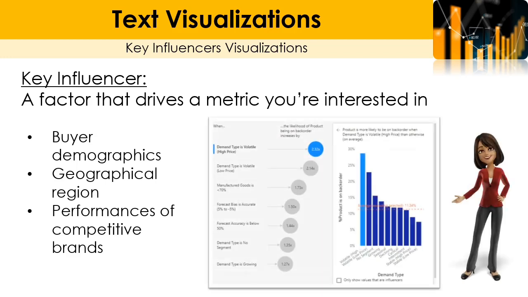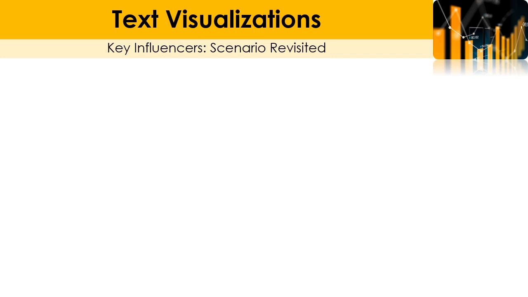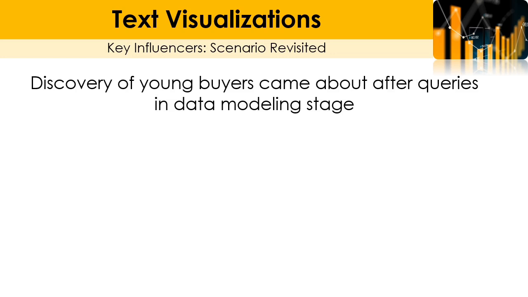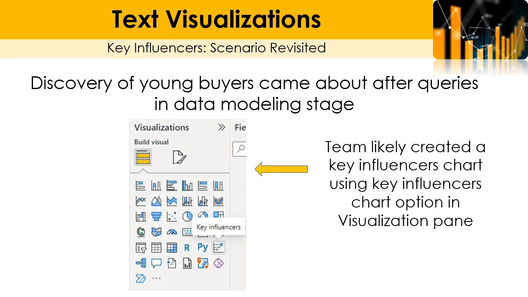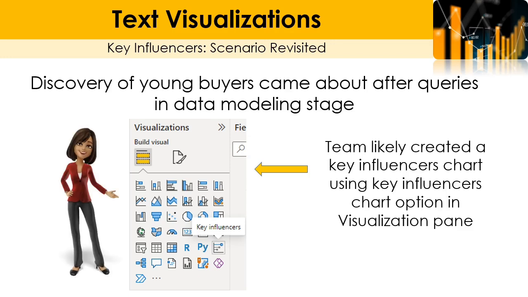Here is an example of a key influencers chart. In the case of Gary's team, the discovery of young buyers as key influencers of the sales increase came about after appropriate queries discovered relationships in the data modeling stage. Ultimately, the team likely created a key influencers chart to properly showcase the relationship, using the key influencers chart option in the Visualizations pane, pictured here.